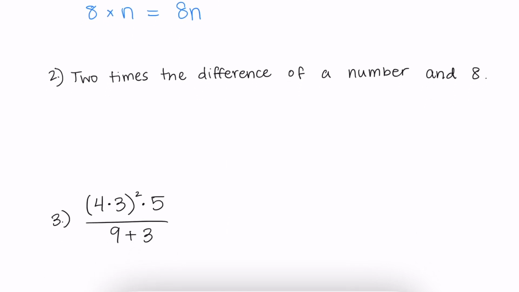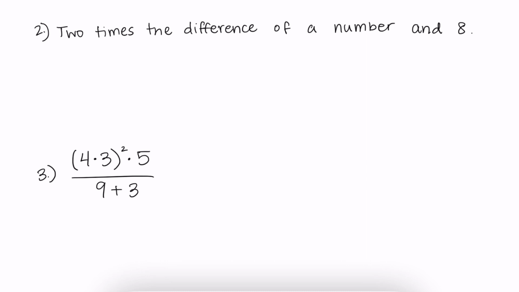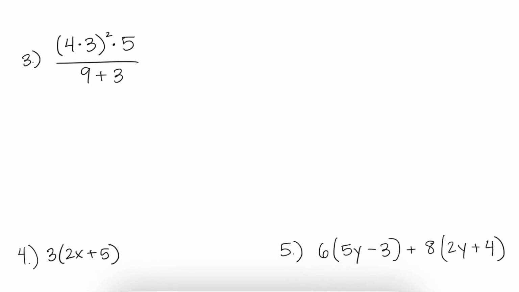Okay, pretty easy. 2 times the difference of a number and 8. Same kind of concept here, but this time we're going to have to use parentheses. So 2 times the difference of a number and 8. So n minus, because the difference implies subtraction. Okay? All right.